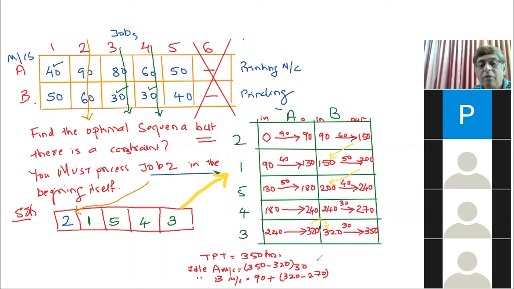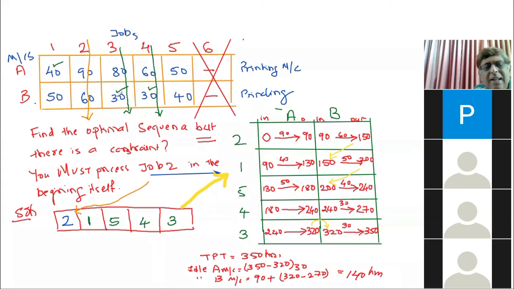And 320 to 350. So 320 minus 270. 270 is how much? 50. 50 plus 90, 140. 140 hours. Friends, such problems, if they come, it will be almost for 15 marks. Okay, you should be very careful when you're solving such problems.